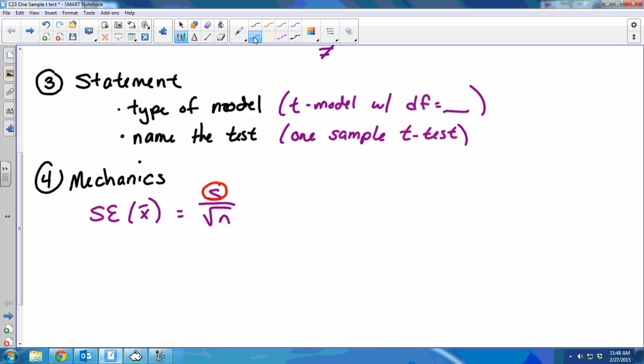After you find the standard error, like in a one proportion z test, after you found the standard deviation, what did you do? We found the z score, right? Well, we're not using z, so we find t. How did we find z?